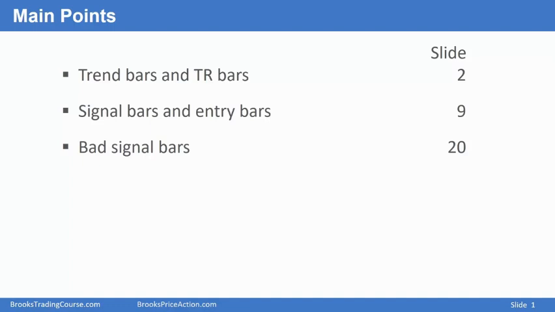An entry bar is the bar when you placed a trade. The bar before it is the bar that made you want to place that trade. It's the signal bar. It signaled the trade. And finally, I'll talk about bad signal bars. Sometimes the context is very good for a trade, but the signal bar does not look very good. If the context is good, you have to take the trade.